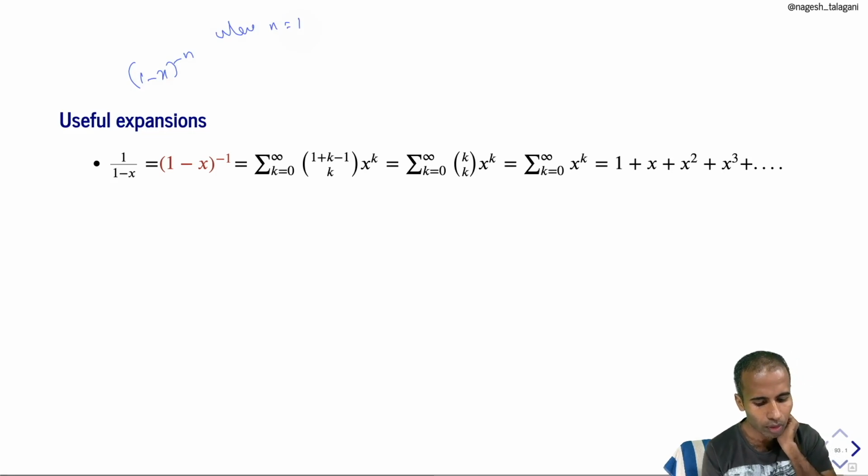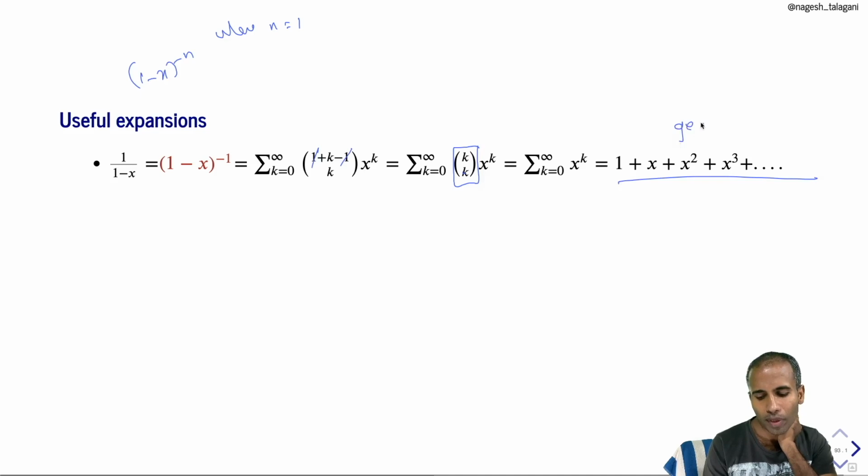Now how do we write this? Summation k equal to 0 to infinity 1 plus k minus 1 choose k. The 1 cancels. So we have summation k equal to 0 to infinity k choose k into x to the power of k, an ordinary binomial coefficient. K choose k is 1. So summation k equal to 0 to infinity x to the power of k gives you the series 1 plus x plus x square plus x cube and so on. This is something called a geometric series.